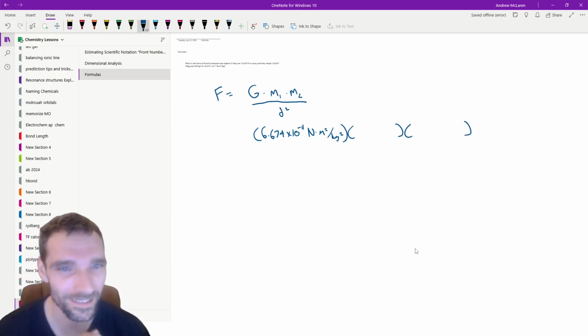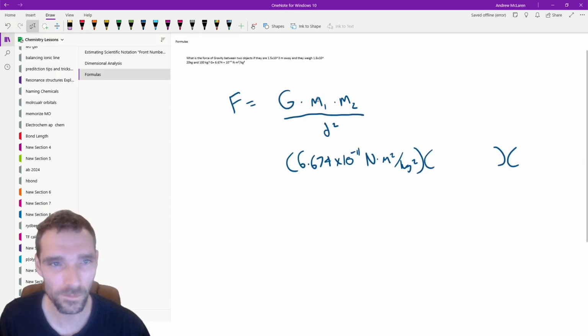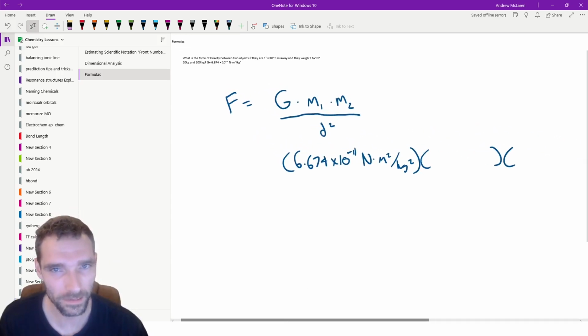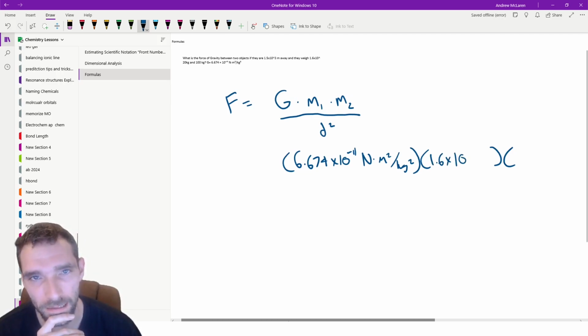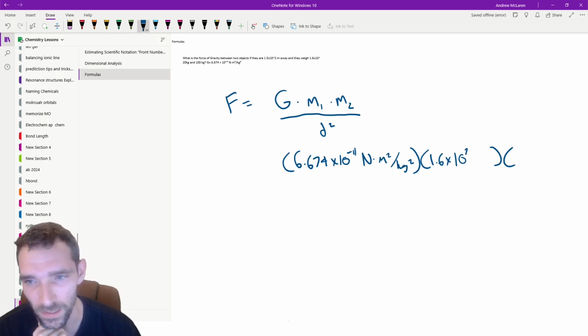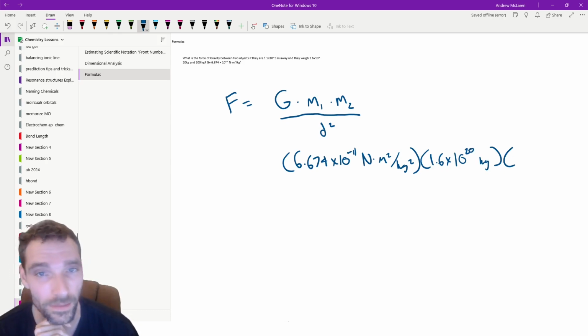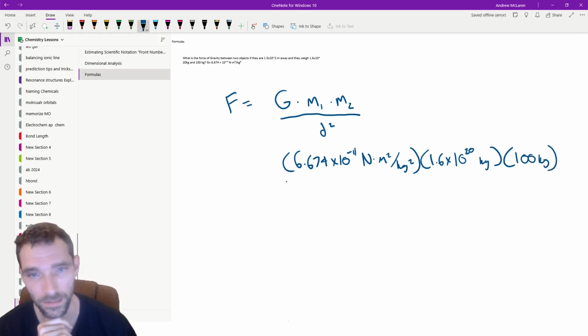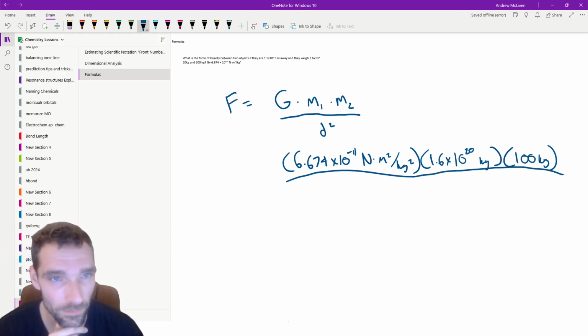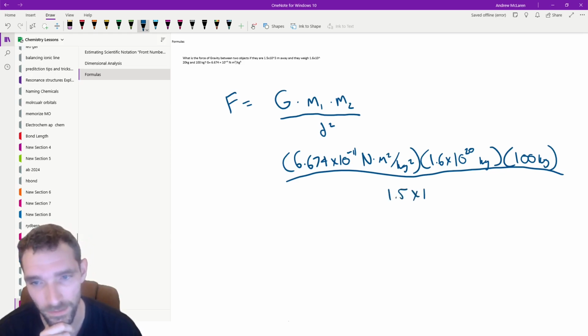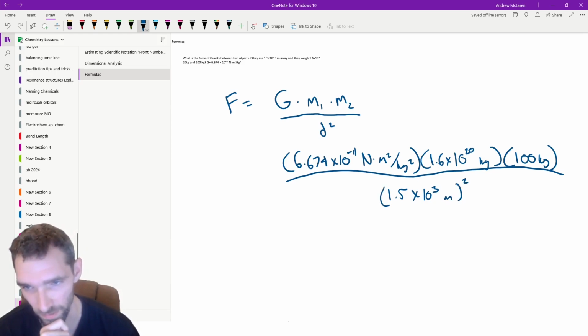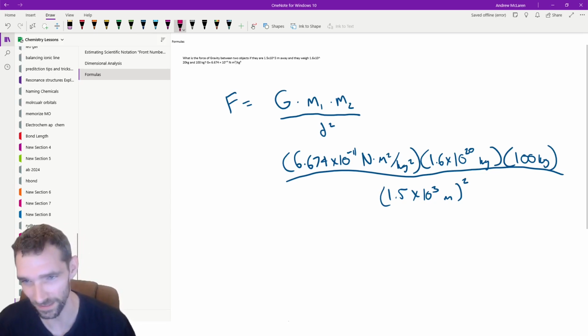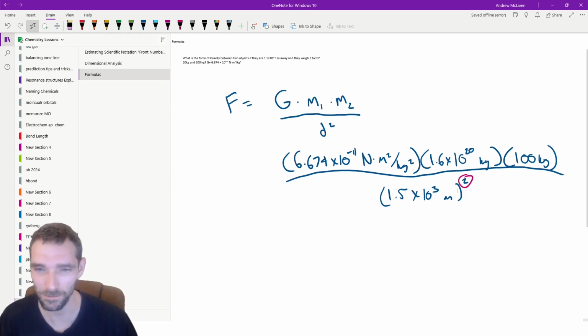Hopefully you like dogs. We've got one of these masses is 1.6 times 10 up to the 20 kilograms, and the other mass is 100 kilograms, and that is all over the distance between them of 1.5 times 10 up to the third meters, and that should be squared. That squared here is really something that sometimes I forget, and that can mess me up a little bit.